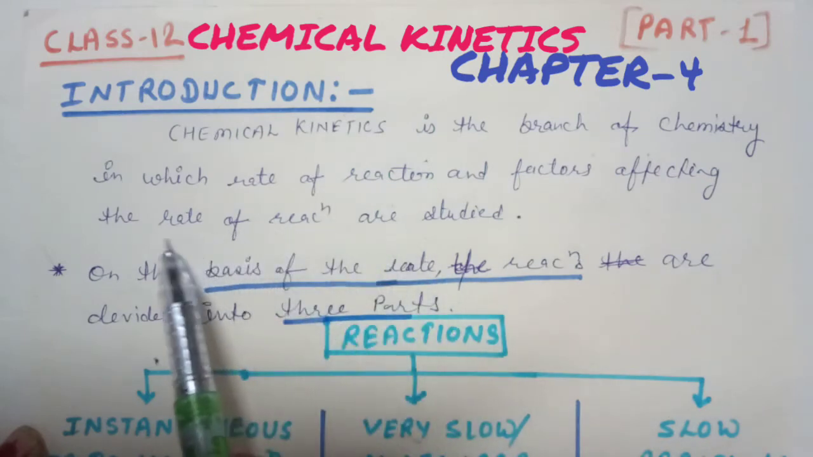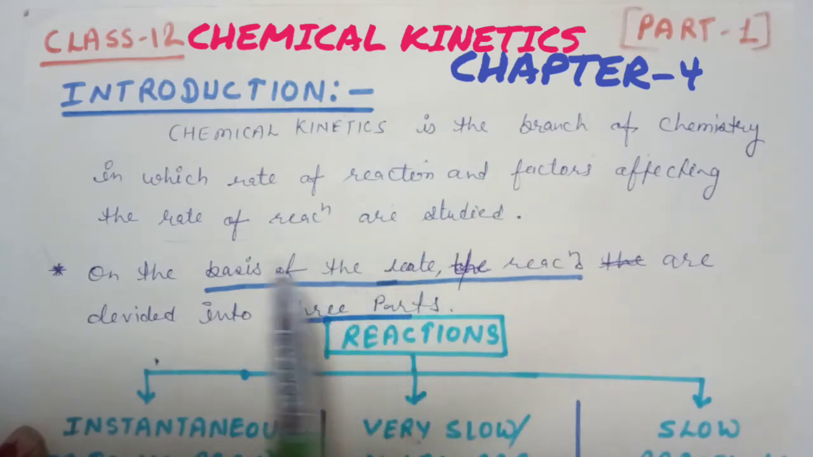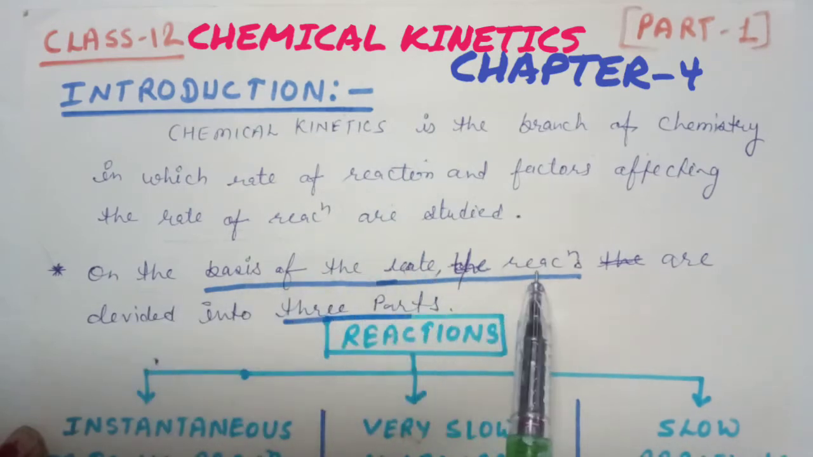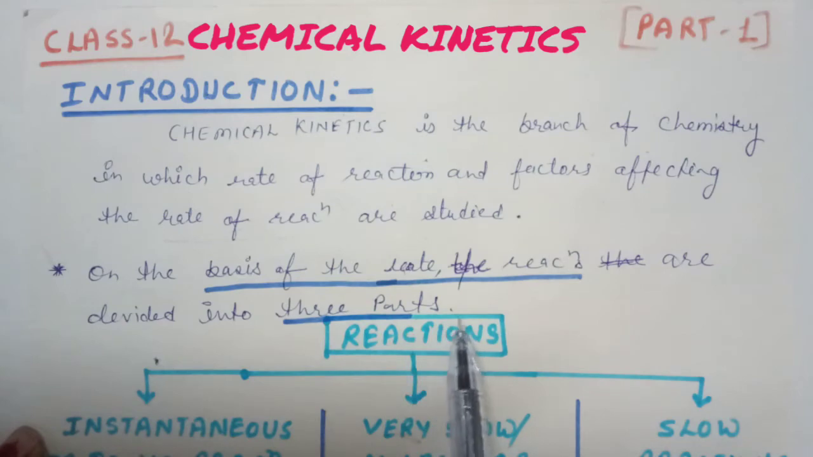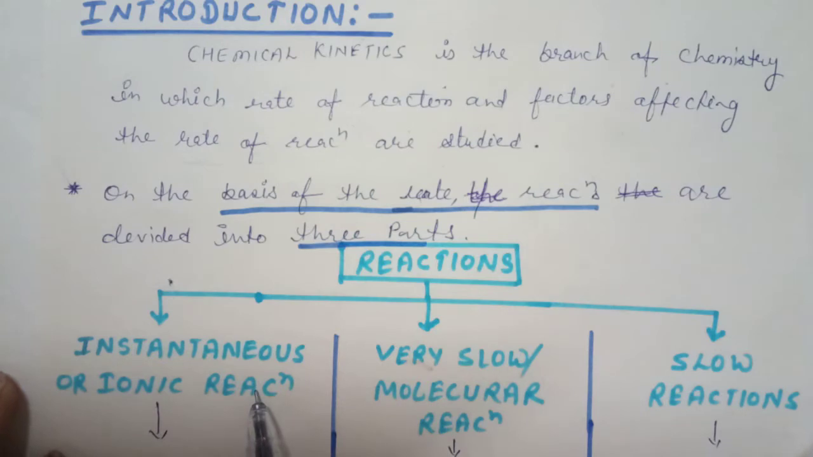Okay, so first of all we discuss that reactions are divided into three types on the basis of rate. Reactions are of three types on the basis of rate: instantaneous or ionic reactions, means very fast; very slow or molecular reactions, taking place at such a low speed that we can say the reaction is complete in days or years; and slow reactions, which means they take place at normal speed.